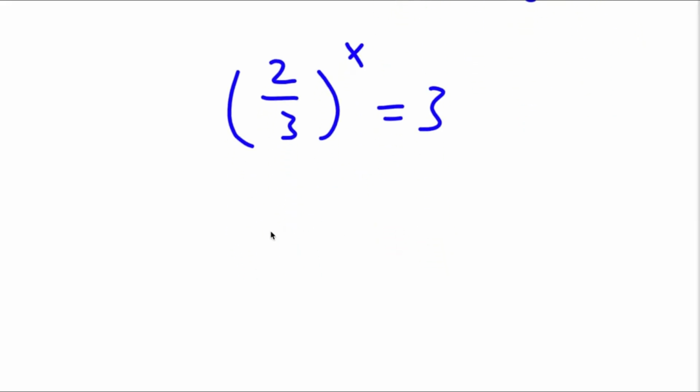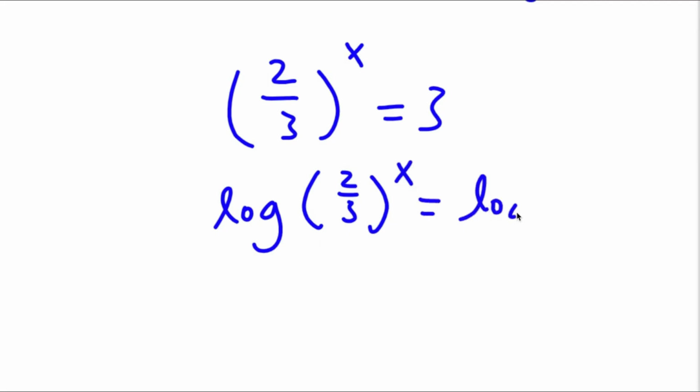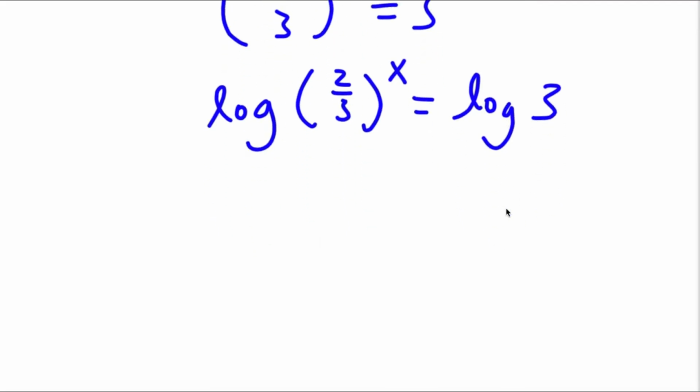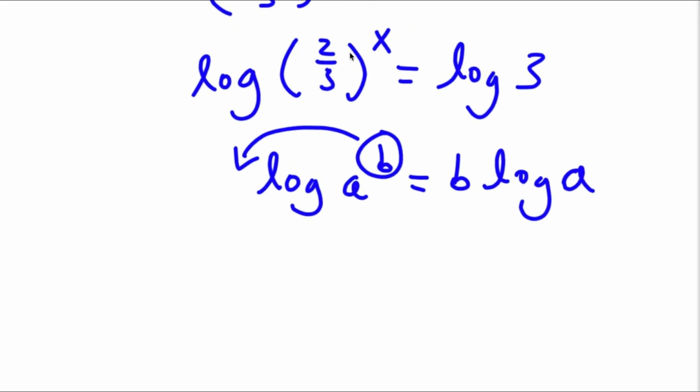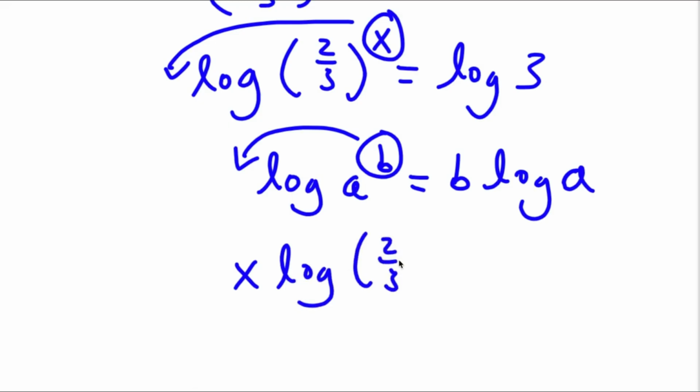Now what I'm going to do is take the log on both sides. So now I have log of 2 over 3 to the power of x is equal to log 3. Now, if I have something in the form log a to the power of b, I can actually move this exponent b to the front of the logarithm. So this would equal b times log a. So in this case, log 2 over 3 to the power of x, I can move this exponent x to the front of the logarithm. So this would equal x times log 2 over 3 is equal to log 3.